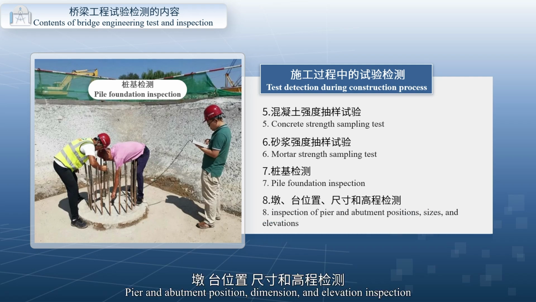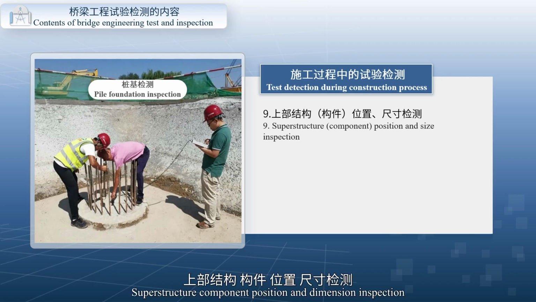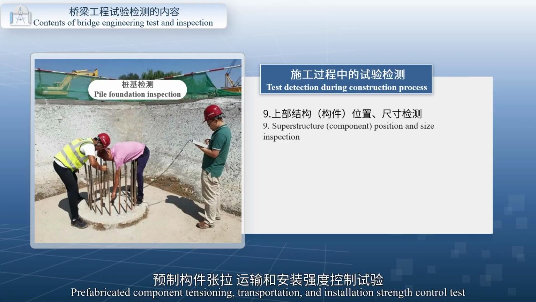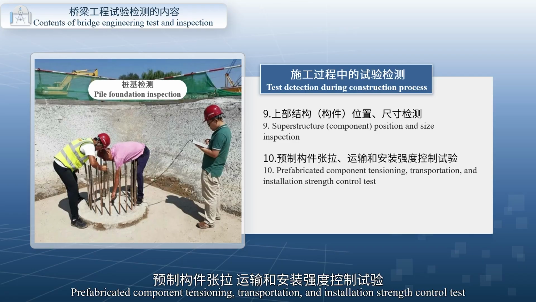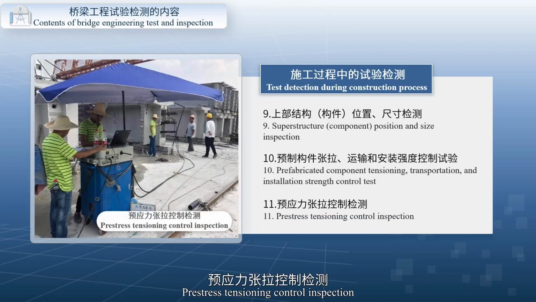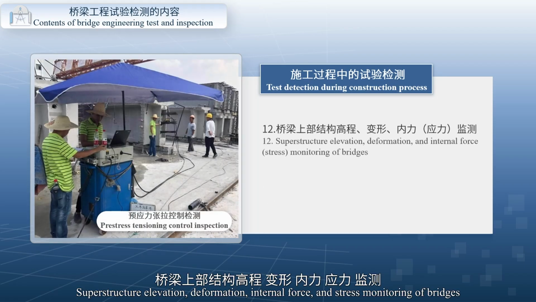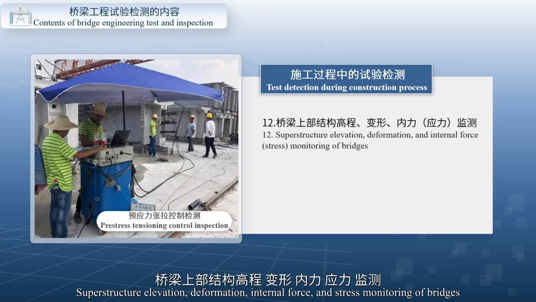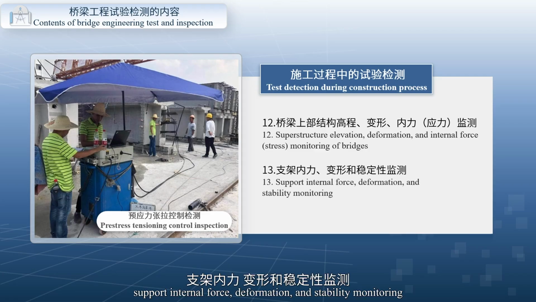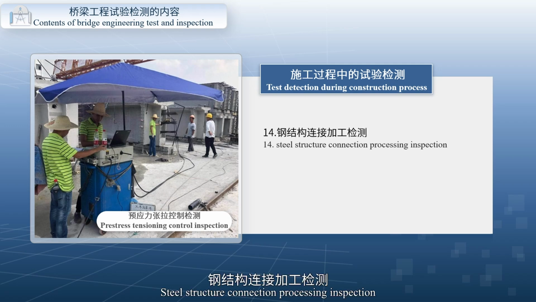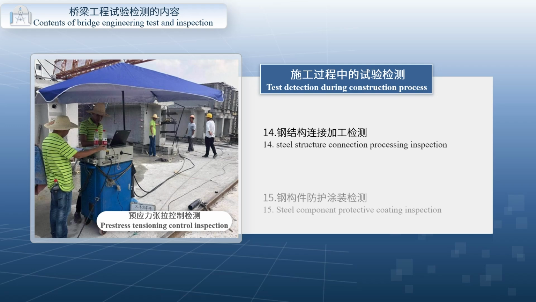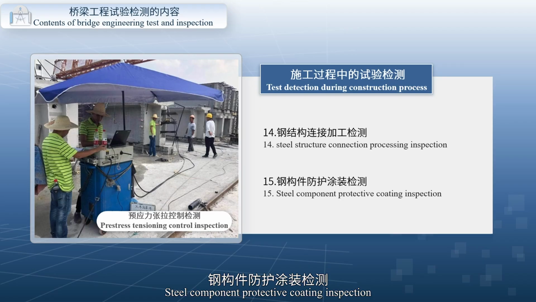Pier and abutment position, dimension, and elevation inspection. Superstructure component position and dimension inspection. Prefabricated component tensioning, transportation, and installation strength control test. Pre-stress tensioning control inspection. Superstructure elevation, deformation, internal force, and stress monitoring of bridges. Support internal force, deformation, and stability monitoring. Steel structure connection processing inspection. Steel component protective coating inspection.